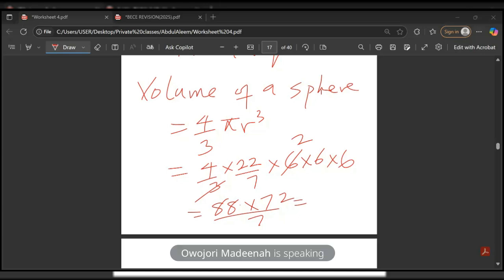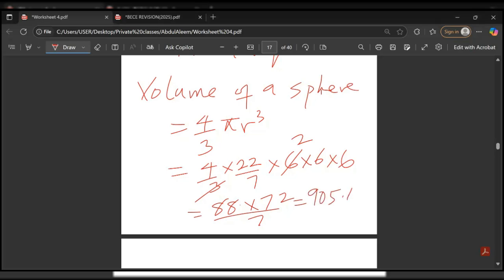Divided by 7, this will give us 905.1. I hope I've solved it. It should be centimeters cubed, so don't forget the units.